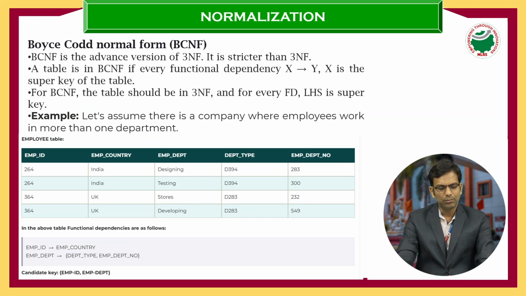Next, Boyce-Codd normal form, BCNF. Along with 1NF, 2NF and 3NF, we have BCNF also. BCNF is an advanced version of 3NF. Meanwhile, you have to know what happened in 1NF, in 2NF, and in 3NF. Whatever we applied in 1NF, 2NF and 3NF, that implementation we carry forward to BCNF.